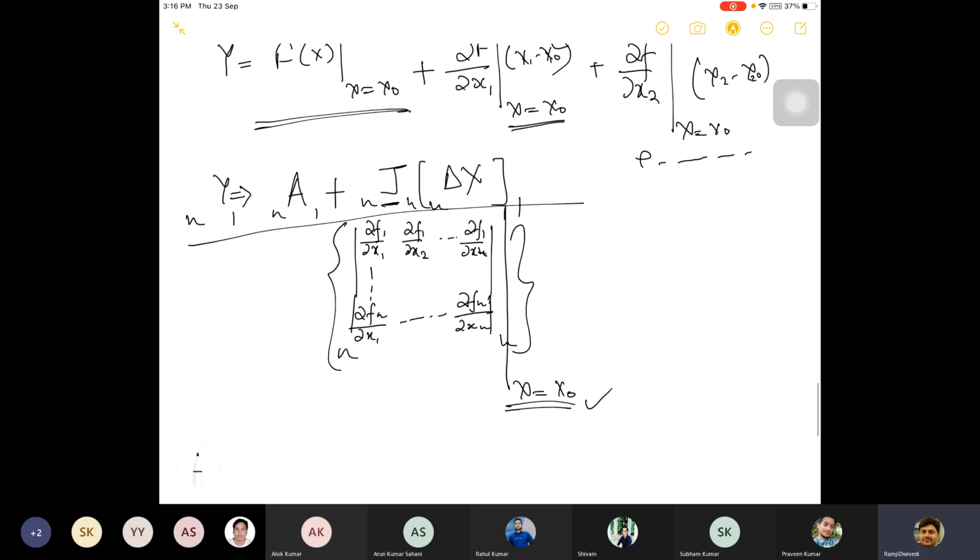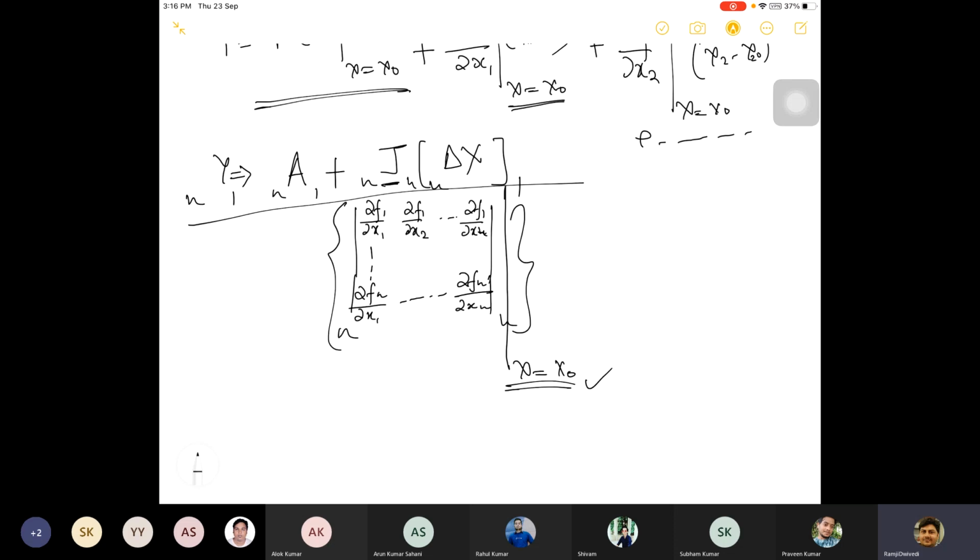But please remember, this Jacobian is evaluated at x equals x naught. This is a very important point: the Jacobian is not simply the derivatives; the derivative value is computed at the initial point. Any questions or any confusion?